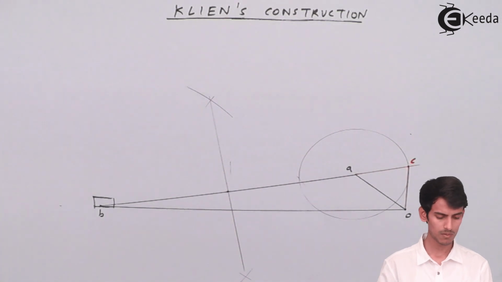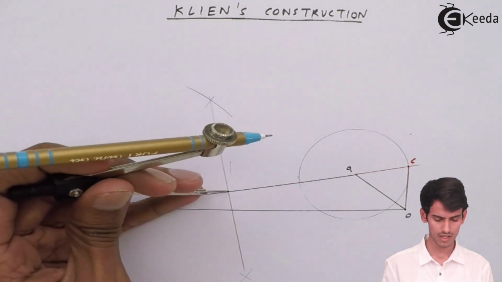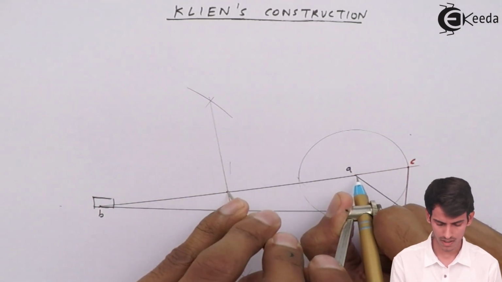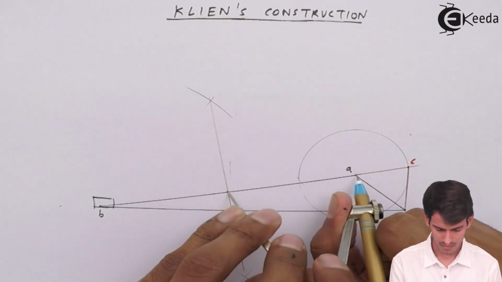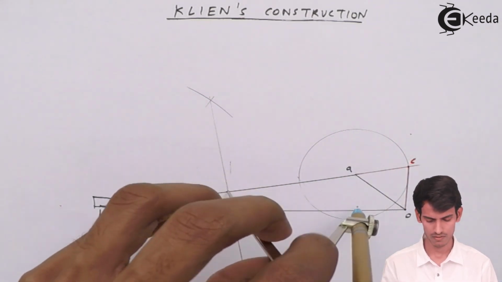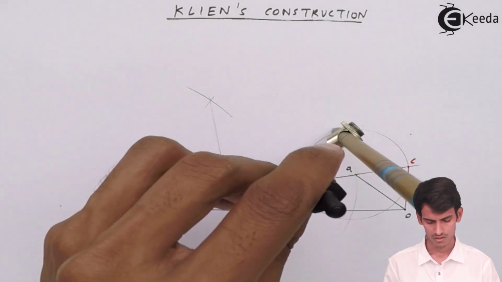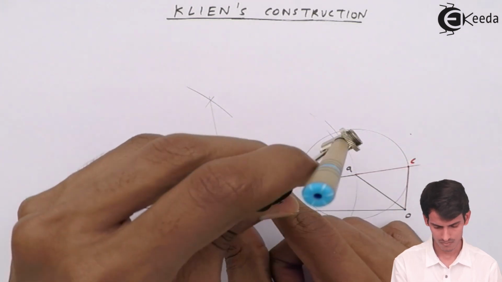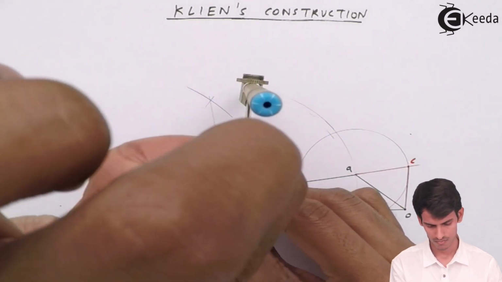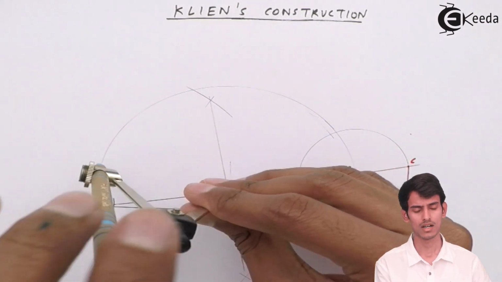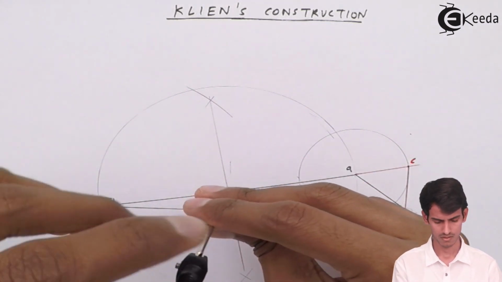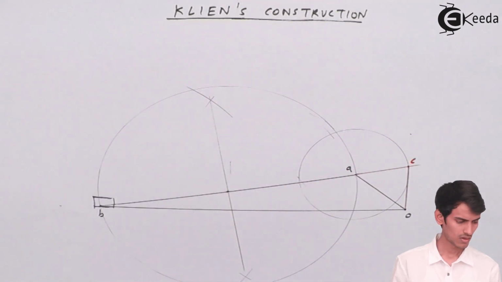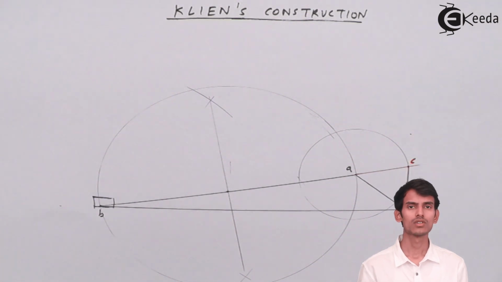After you get the midpoint, take it as center, go to one end of the connecting rod, take that as radius, and again draw a very light circle. The whole circle is not required in this case. Now I've got one more circle here.